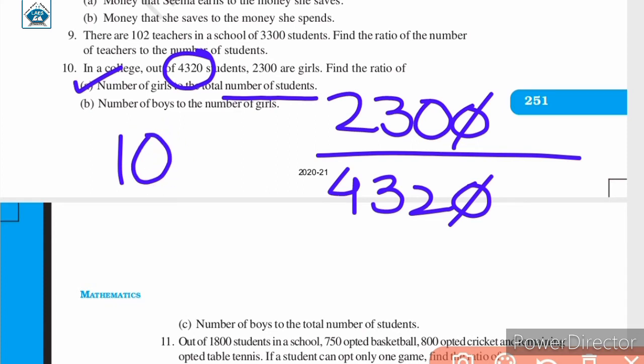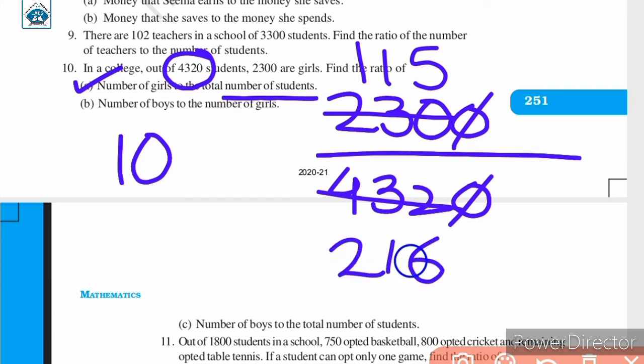So you have cancelled out 10. 10 से आपने numerator denominator को divide कर दिया है. Zeros cancellation का यही मतलब होता है. Next you are left with 230 and 432. Both these numbers are divisible by 2. So when you divide 230 with 2, you get 115, and when you divide 432 with 2, you get 216.